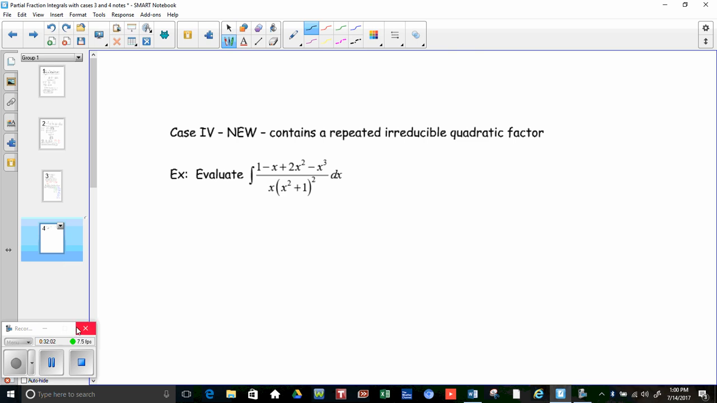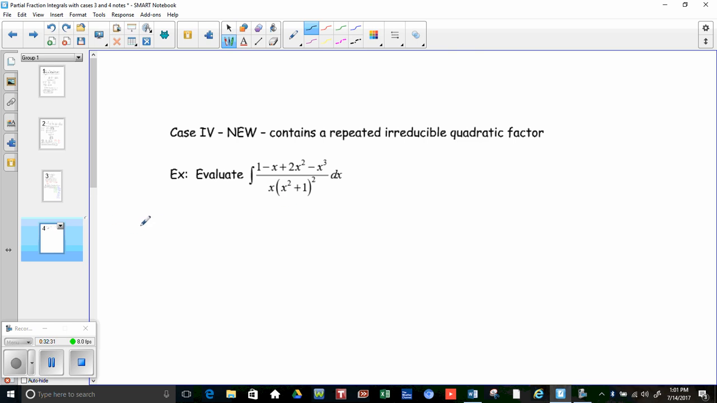All right, case number 4. Case number 4 has a quadratic factor which is not reducible, and it's raised to another power. So I've got a repeated irreducible quadratic factor. All right, same general concept to start with. This one's a lot more lengthy. So there's nothing I can really do on the denominator here. That much is for sure.